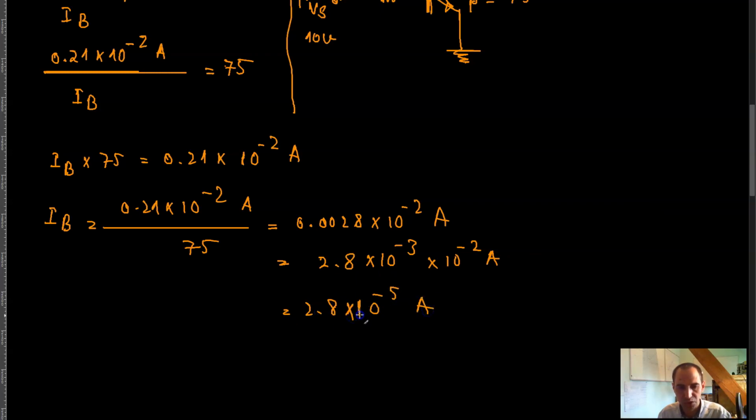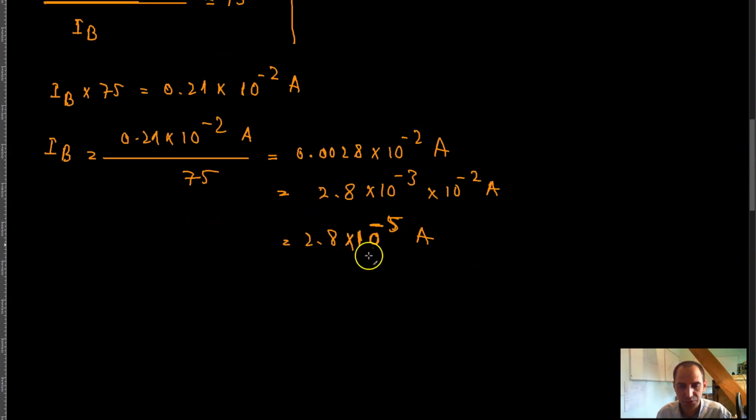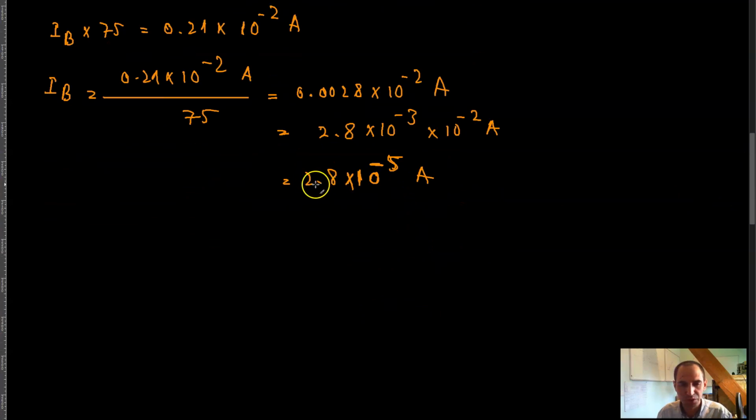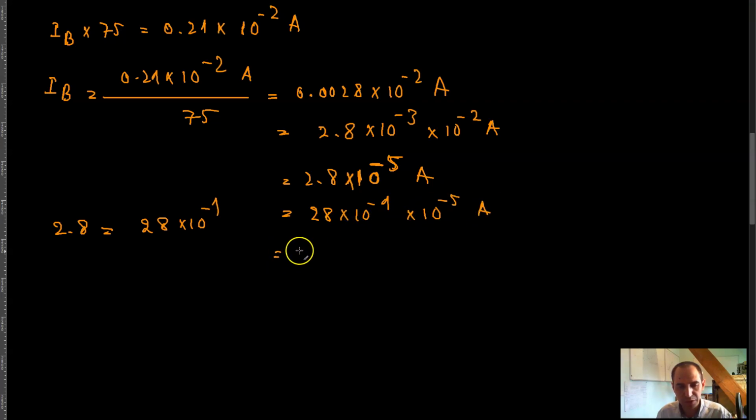I don't have to understand what this current is right now. Otherwise, I would write it as a microamp, for example. If you want to understand what this current is, of course now you don't have to, you can write 2.8 as basically 28 into 10 raised to the power negative 1, right? And so I can write it as 28 into 10 raised to the power negative 1 into 10 raised to the power negative 5 amps, which is the same thing as 28 into 10 raised to the power negative 6 amps, which is the same thing as 28 microamps.